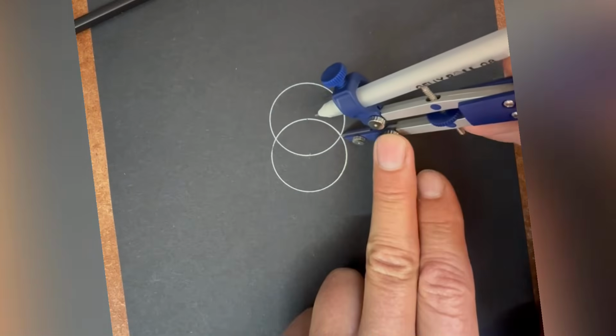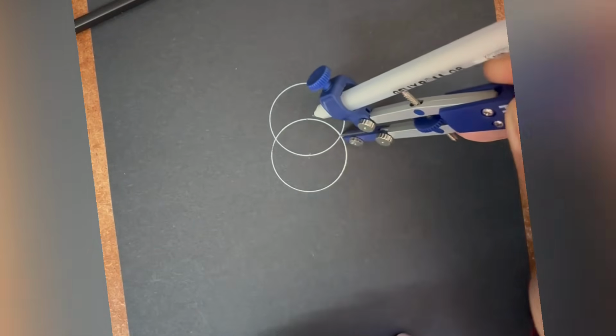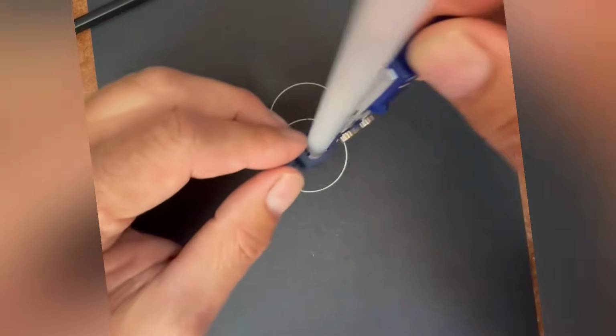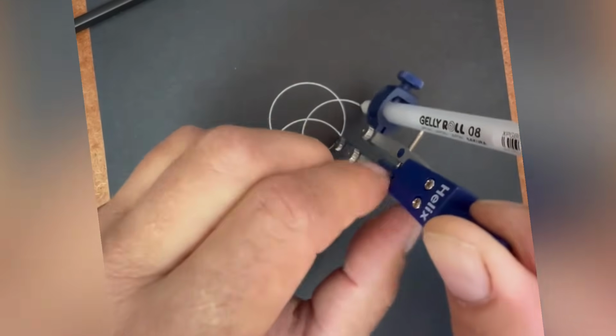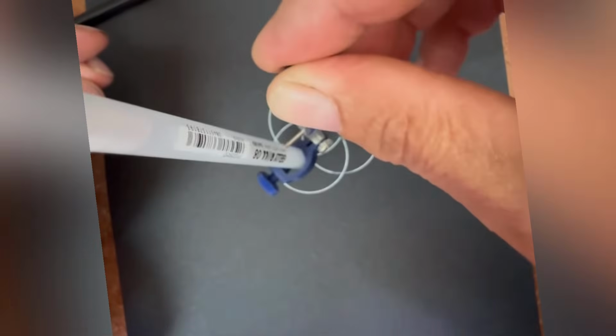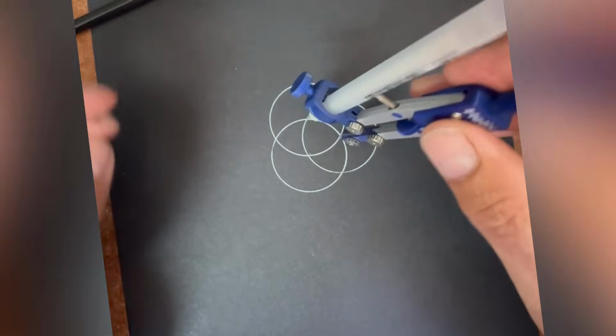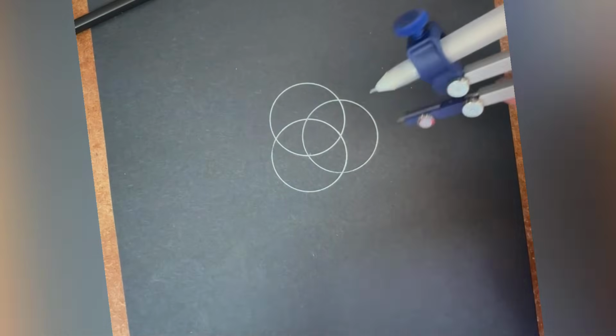As meeting this little point here, you put the compass point in, and you draw a third circle, which should go through the hole you made with the compass when you drew the last circle, like so. And you will end up with a triquetra.